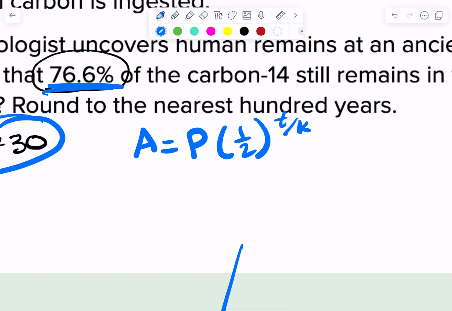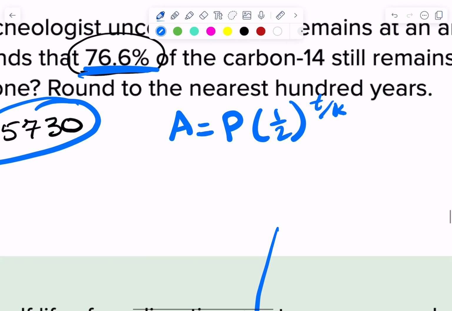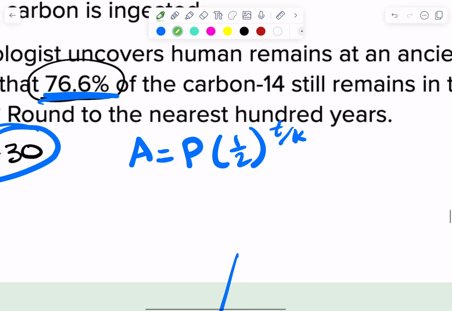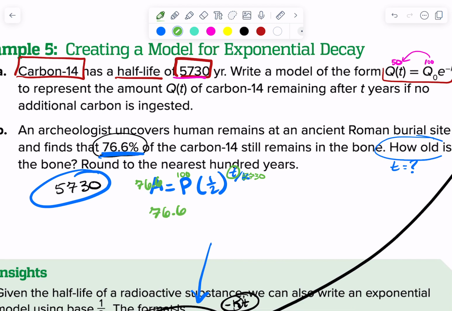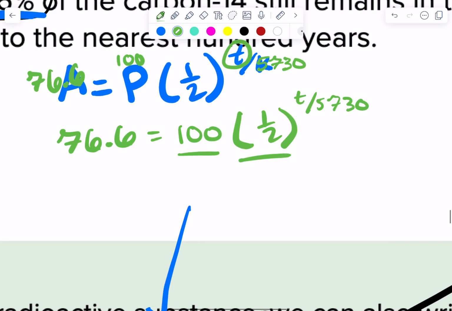Okay, so T over K power, we're rounding to the nearest 100 years. I know that K is 5730. I'm trying to solve for T. What is P and A? Okay, let's start with 100. If I start with 100, how many grams are left over at the end? 76.6 grams, right? So let me write this cleaner: 76.6 equals 100 times 1/2 to the T over 5730. Can I multiply the 100 and the 1/2 together? No. You just can't. 1/2 is to this power, 100 is not. So I can't just combine those two together.